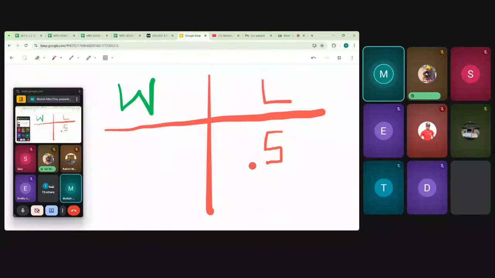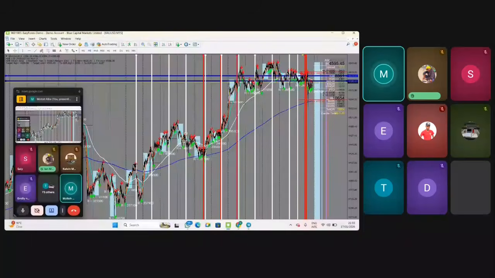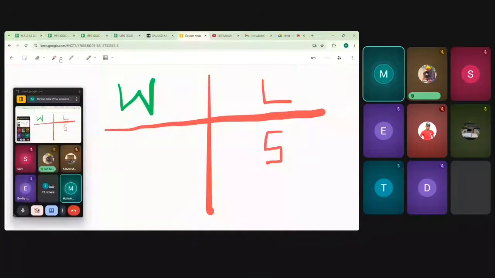Okay. On the wins, how many wins do we have? Let's also go to the chart again and count. So we have 5 losses. Now let's go and count the wins. Wins are in white. 1, 2, 3, 4, 5, 6, 7, 8, 9, 10, 11. You had 11 wins from the beginning of this year.